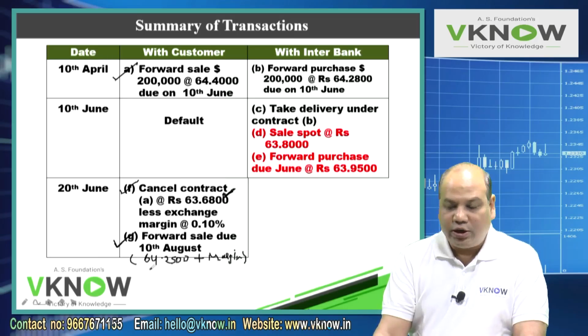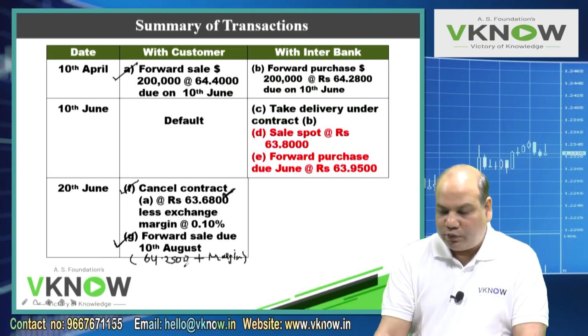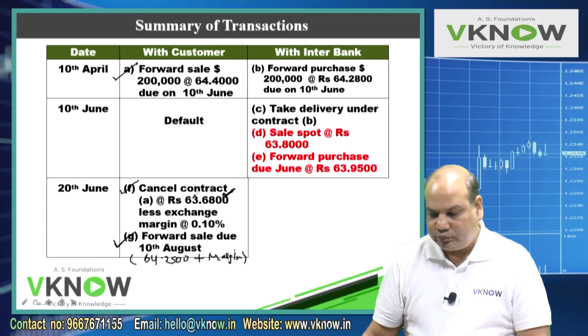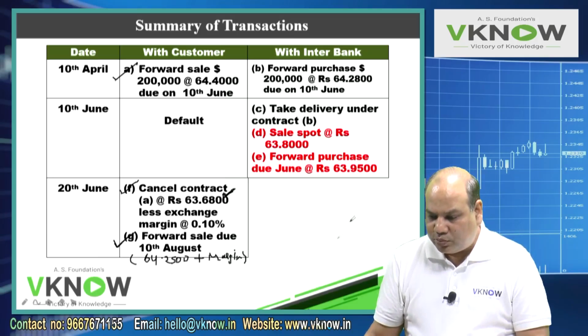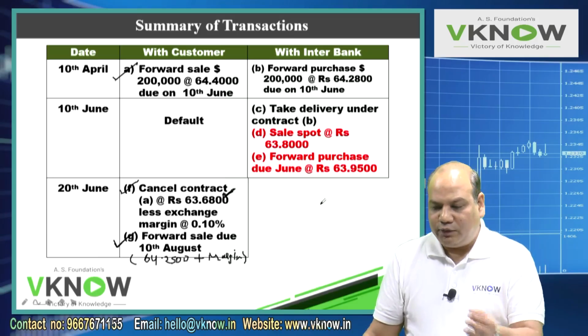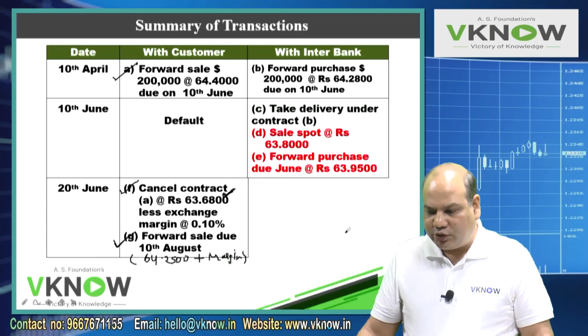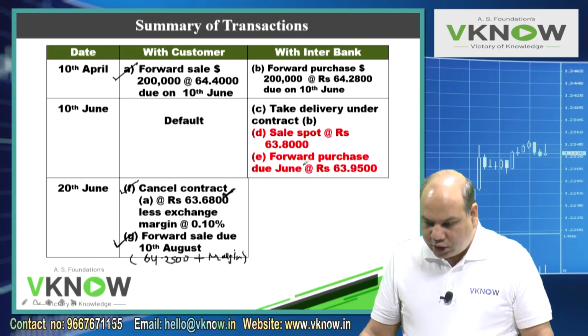Look into 20th June, August, 64.2500 plus margin. This is the main story. Now this box we are just writing for closing this table. There is a contract to purchase forward due June. We are in the month of June only.